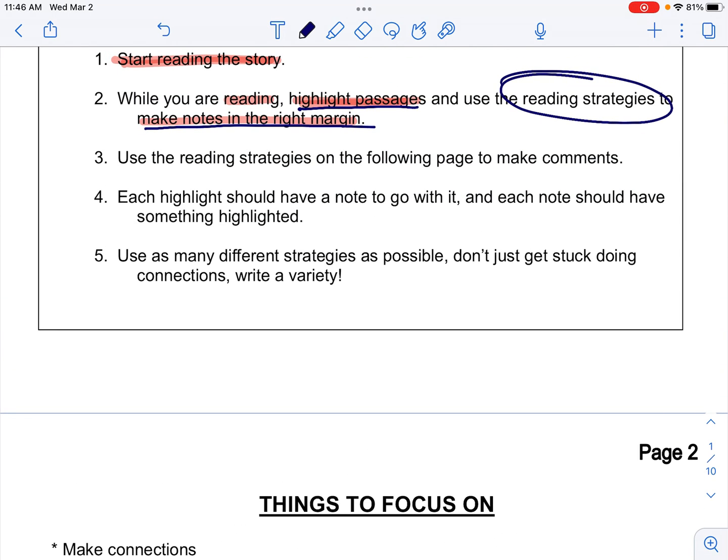Each highlight should have a note to go with it. So if you highlight something, you should make a note about it. Why did you highlight that? Okay, why did you highlight?